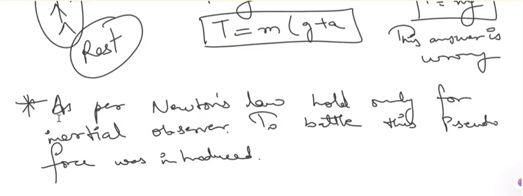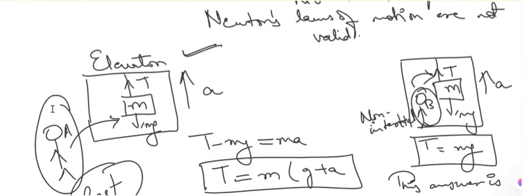But Newton's law says that when you are standing here, you observe this object moving up, and you said T minus mg equals ma. So we accept that T equals m(g plus a). It is correct. But if I am standing inside the elevator, as per me, this is at rest. That means Newton's first law applies here, not the second law.